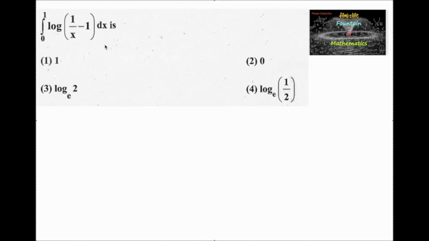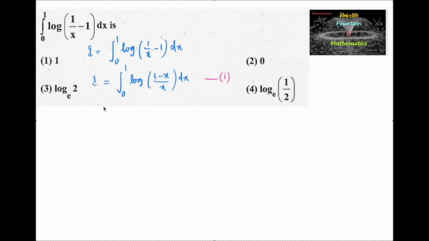Let us consider the integral I is equal to integral 0 to 1 log of (1 upon x minus 1) dx, and we can also simplify it as integral 0 to 1 log of (1 minus x) upon x dx. Say this is 1. And now by using the King's property, integral a to b f of x dx is equal to integral a to b f of (a plus b minus x) dx.